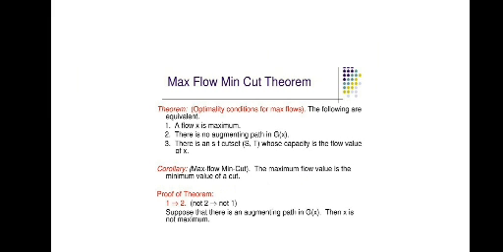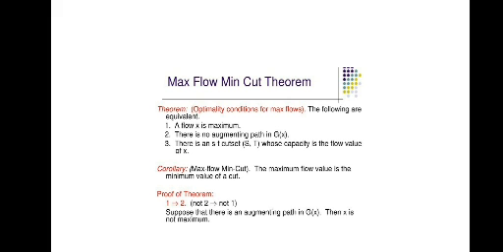Now let's see the main max flow min cut theorem. The following are equivalent for the theorem. First point, a flow X is maximum. The second point, there is no augmenting path in G(X). And the last point, there is an s-t cut whose capacity is the flow value of X. Let's come to the corollary now. The corollary of this theorem is that the maximum flow value is the minimum value of a cut.